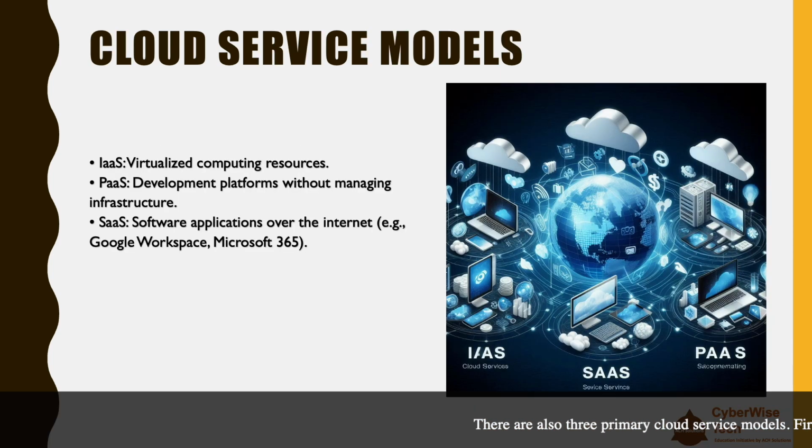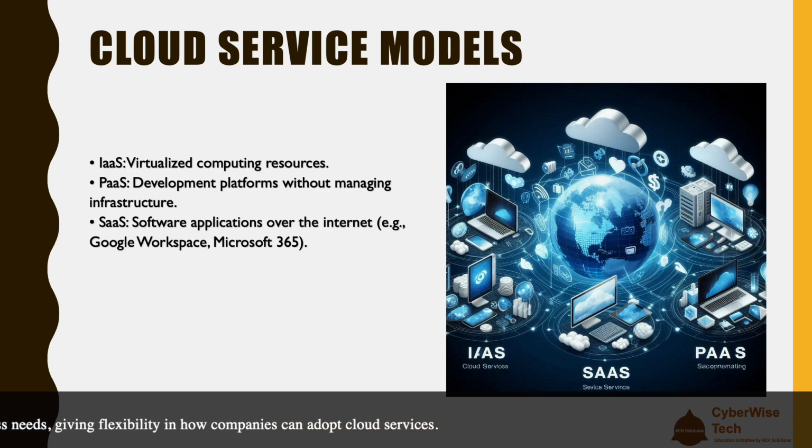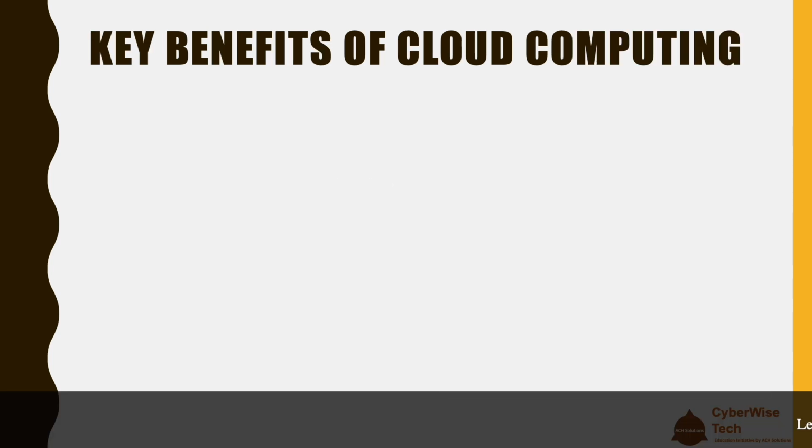Now there are also three primary cloud service models. First, infrastructure as a service, or IaaS, which gives you virtualized computing resources. Next is platform as a service, or PaaS, which provides a platform for developing, testing, and deploying applications without the need to manage the underlying infrastructure. And finally, software as a service, or SaaS. This is software hosted on the cloud and managed by the provider, like Google Workspace or Microsoft Office 365. Each model serves different business needs, giving flexibility in how companies can adopt cloud services.